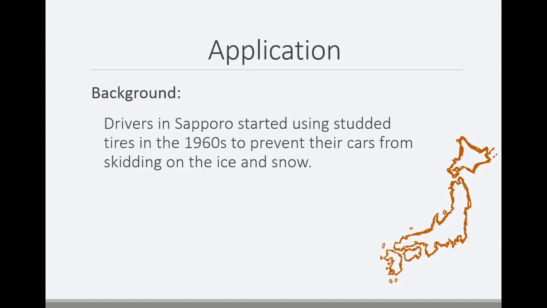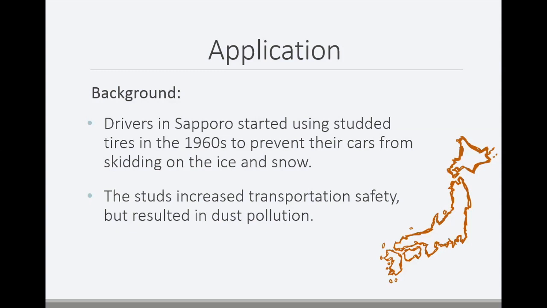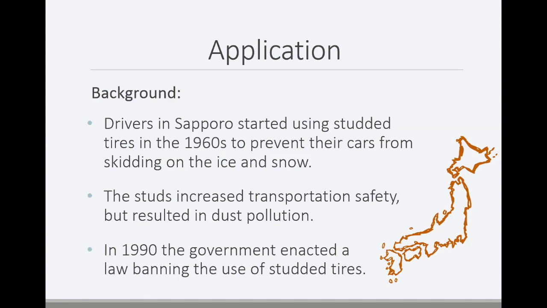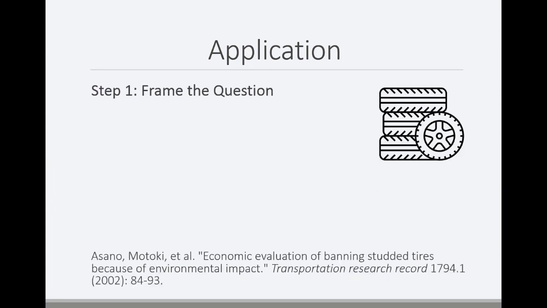In the 1960s, drivers in Sapporo started using studded tires on their cars to prevent them from skidding on ice and snow. The studs increased transportation safety, but resulted in environmental damage and public health risk in the form of dust pollution. In the 1990s, the government enacted a law banning the use of studded tires. Our question for this section is, should studded tires be banned?